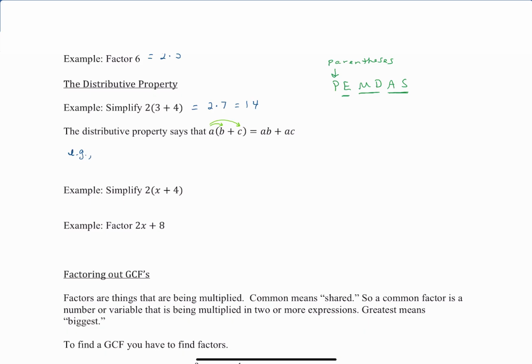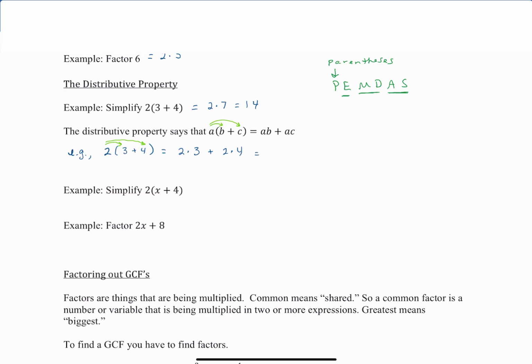The distributive property says that that problem we just did, 2 times (3 plus 4), could have been done by going 2 times 3 plus 2 times 4. In other words, by distributing the 2 into the parentheses. Let's see if we get the same answer, because if we don't, then we don't want to be using this distributive property.